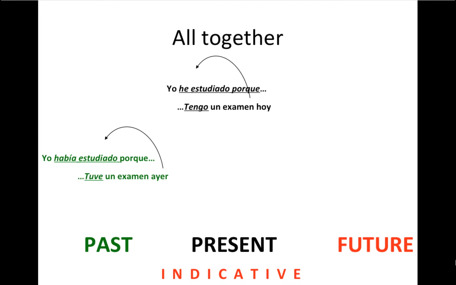And let's jump to the future. I will have an exam. Tendré un examen. But what will you have done slightly before that? Para jueves habré estudiado. I will have studied, porque tendré un examen. So the function of haber in all three of these, past, present, and future, throws the action slightly before the action of the main verb. And when I say main verb, I'm talking about a solid tense, like present, tengo, I have, or past, tuve, I had, or future, tendré, I will have.